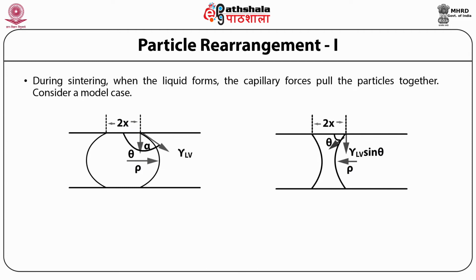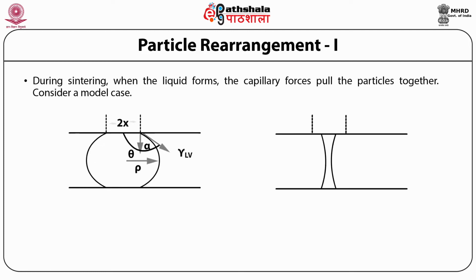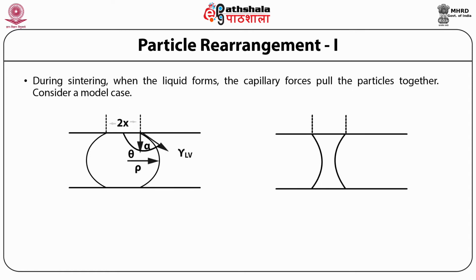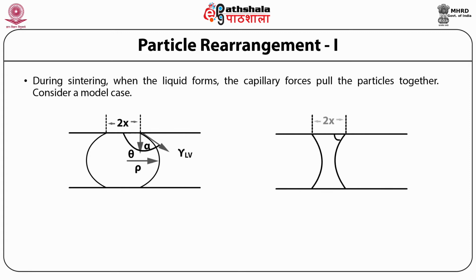Now considering figure A, the component of force due to gamma LV, that is the liquid vapor surface energy, is given as FL equal to gamma LV cos of (theta minus 90), which is equal to gamma sine theta. This component acts downwards and pulls the plates together. The smaller the value of contact angle, the larger is the pull. The excess pressure inside the liquid due to curvature is given as 2 gamma divided by rho.